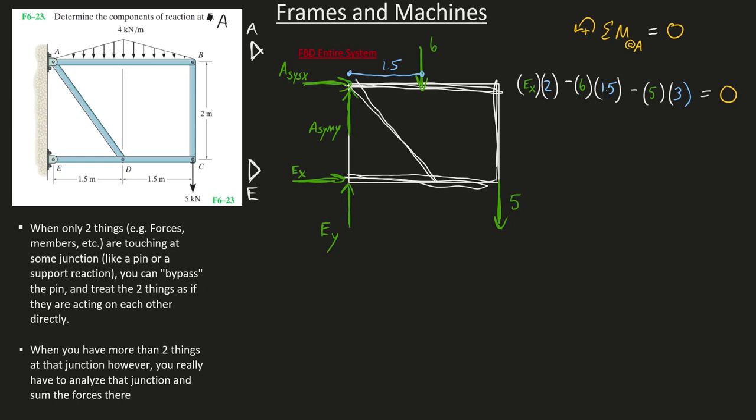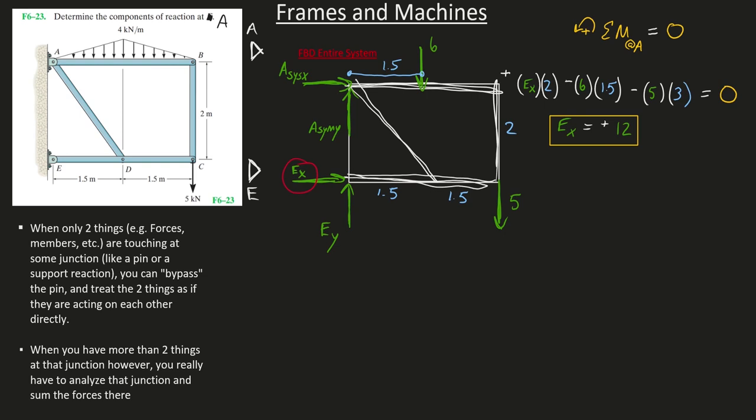So I won't go through the sum moments equation too much in depth. You should be pretty good at it now. Just remember our dimension here is 2, and our dimension here is 1.5 and another 1.5 to make a total of 3. And my counterclockwise is positive, so the moment that our EX is providing about A is going to be positive. So we'll solve this equation and we'll get a positive 12 kilonewtons. And remember that positive means that my assumption was correct. My assumption for EX was that it was going to the right, so that's good.